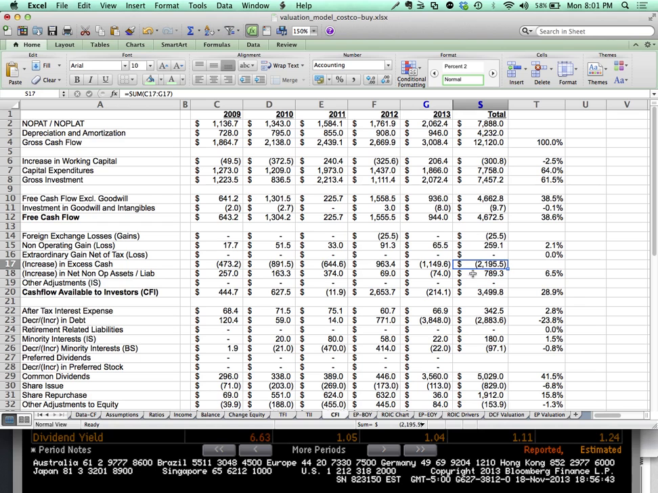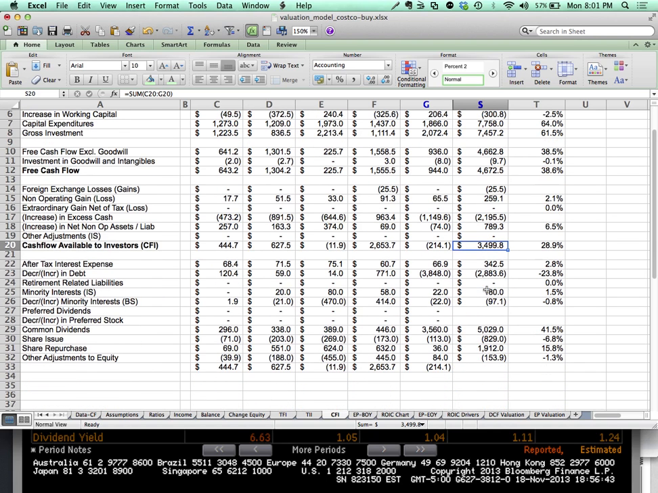They also spent some money on some non-operating assets, or got some money from non-operating assets, probably sales, and ended up with about $3.5 billion of CFI. What did they do with their $3.5 billion of CFI? $2.8 billion increase in their debt. Did they need to increase their debt? No. Discretionary increase in their debt.